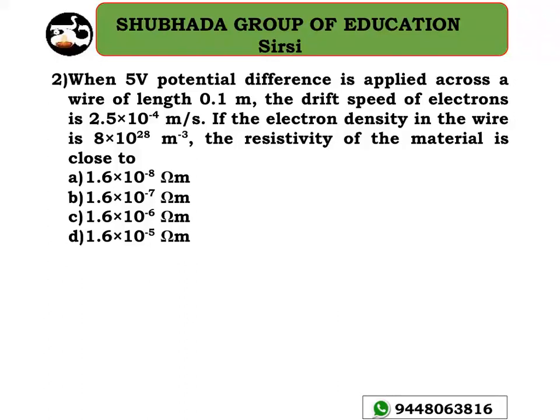Here is the next problem. When 5 volt potential difference is applied across a wire of length 0.1 meter, the drift speed of the electrons is 2.5 into 10 to the power of minus 4 meter per second. So if the electron density in the wire is 8 into 10 to the power of 28 per cubic meter, the resistivity of the material is close to.